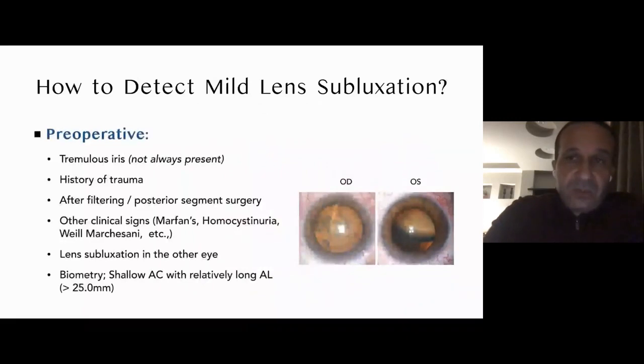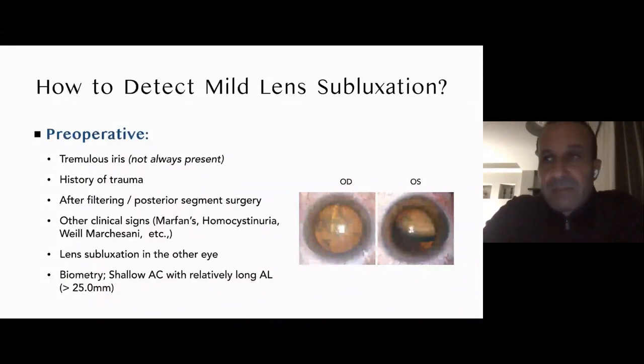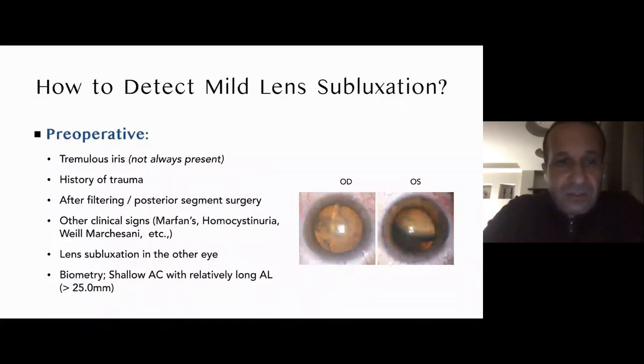So how to detect, or maybe to just highlight the suspicion in your mind that it might be lens subluxation in a case. First of all, you might see a tremulous iris on slit lamp examination, which is not always present in cases of mild lens subluxation. Of course, you should suspect lens subluxation if the patient has a history of trauma in the same eye, or if the eye has been operated before for glaucoma or posterior segment surgeries, because these surgeries, filtering procedures and posterior segment surgeries, might induce clinical damage of the zonules.